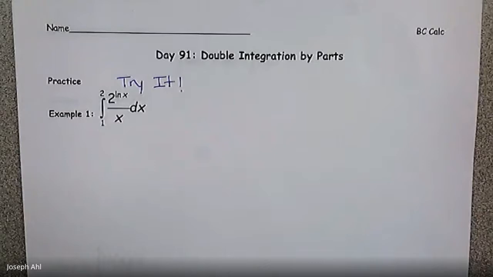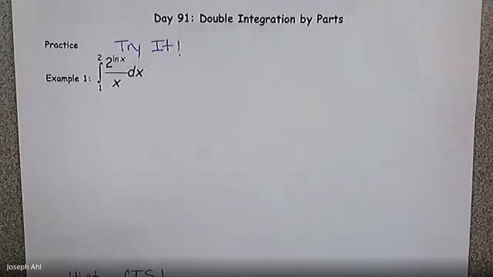Today we are extending our concepts of integration by parts to double integration by parts. So we're going to do some more just single integration by parts to get started today, and then we'll eventually build up and see why we might need to do it twice. So here's a quick example that I'd like you to try on your own. Evaluate that definite integral, 2 to the ln x over x dx from 1 to 2.